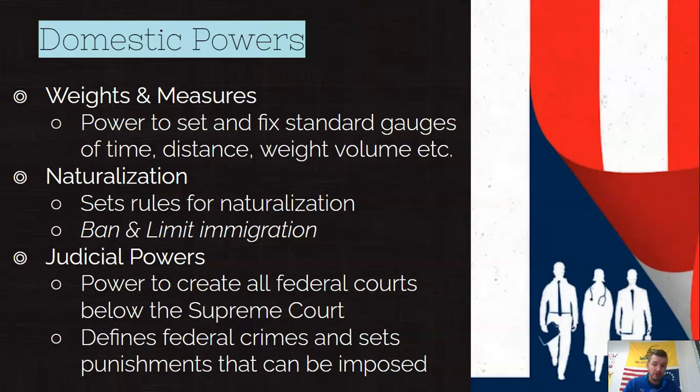They also have judicial powers, which is the power to create all federal courts below the Supreme Court. And they also can define federal crimes and set punishments that can be imposed. So again, we know that Congress passes the federal laws, but they can also determine what the punishments can be for breaking those laws as well.